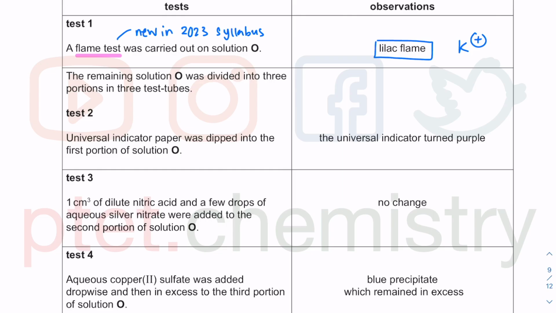Now we use universal indicator. This is from the acids, bases, and salts topic of the syllabus, where you're supposed to know the changes in the color of the universal indicator. This turned purple. Purple is a much darker shade of blue. So blue on the universal indicator is around pH 9. That's for weak base. Whereas purple is around pH 13, pH 14. We are looking at a strong base.